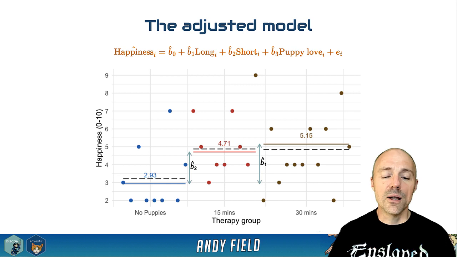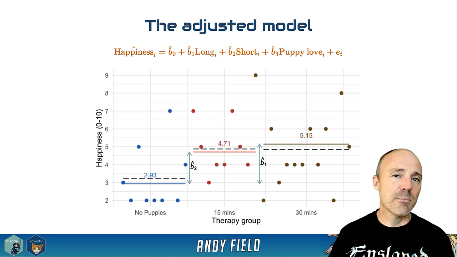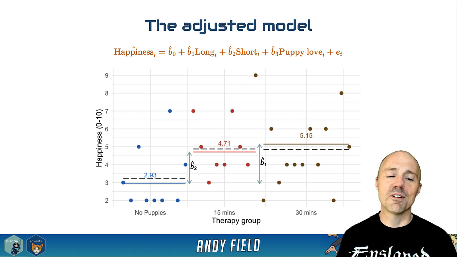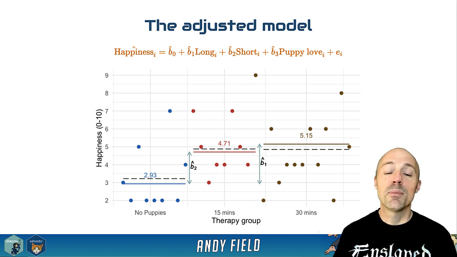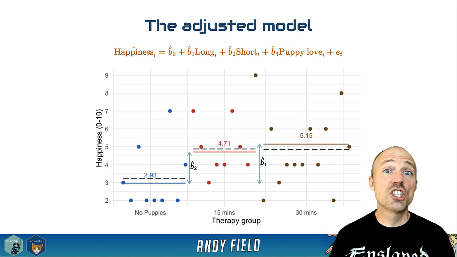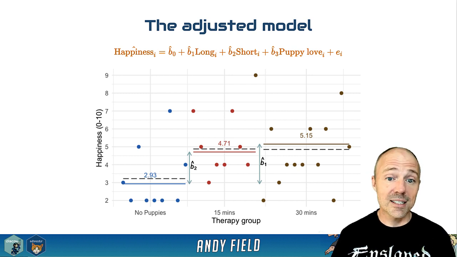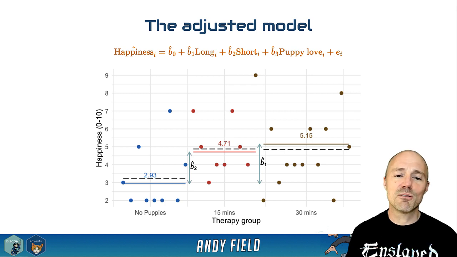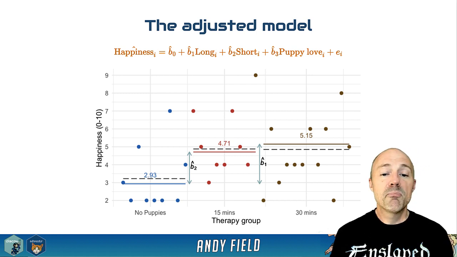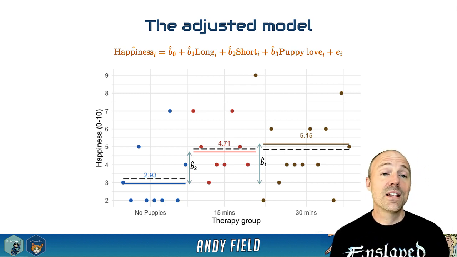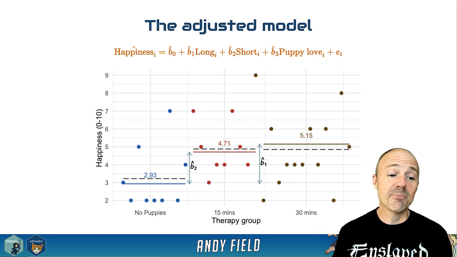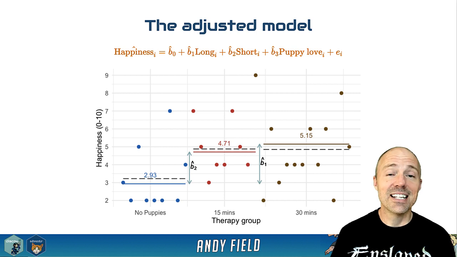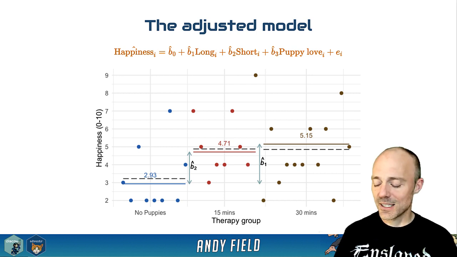The betas though, they still represent conceptually the same thing. So beta 2 still represents the difference between the 15-minute group and the no puppy group, but it now represents the difference between these adjusted means. So the means adjusted for puppy love, or the means evaluated at average levels of puppy love. And again, beta 1 still represents the difference between the long therapy group and the no puppy control group, but again, it's looking at these adjusted means, the difference between the adjusted means.